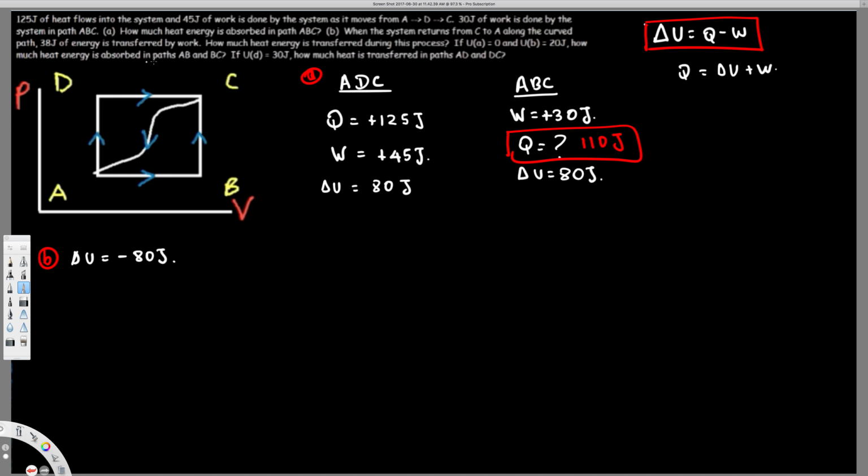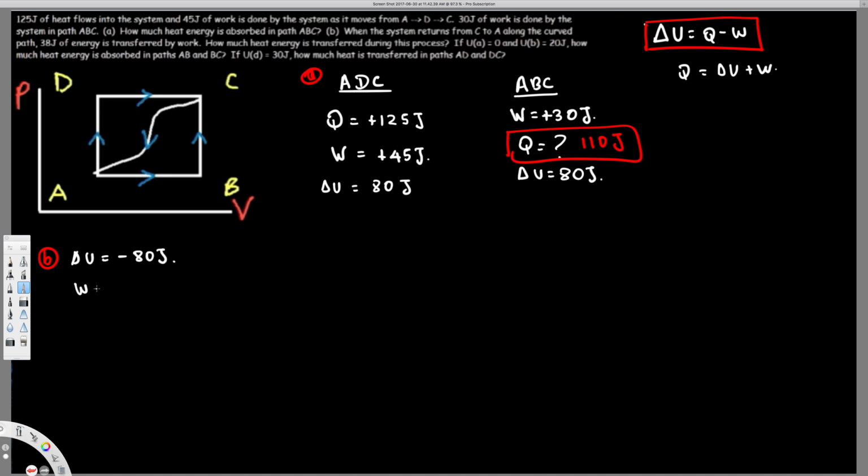Also, whenever you have work going in this direction, from right to left, that's always negative. So here, if the work goes from here to here, that's going to be negative too. So this 38 joule is going to be a negative value.